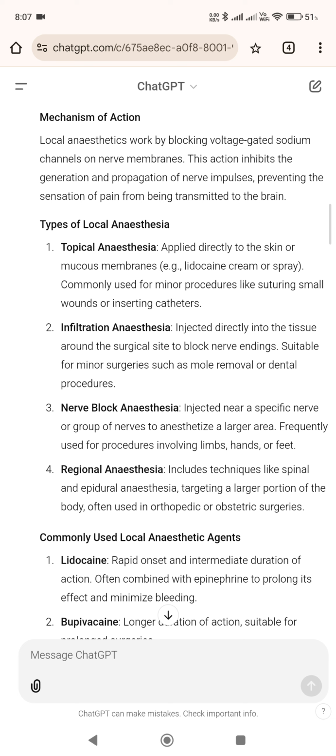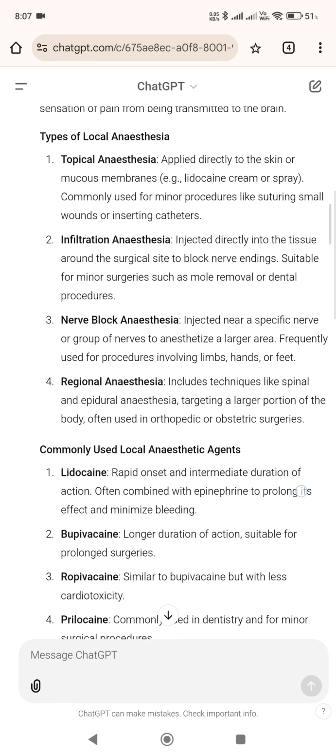Mechanism of action. Local anesthetics work by blocking voltage-gated sodium channels on nerve membranes. This action inhibits the generation and propagation of nerve impulses, preventing the sensation of pain from being transmitted to the brain.